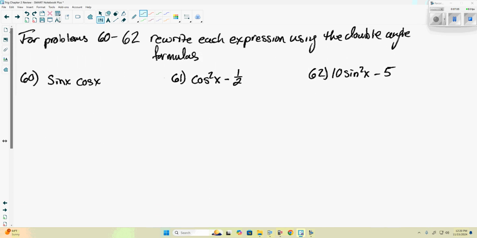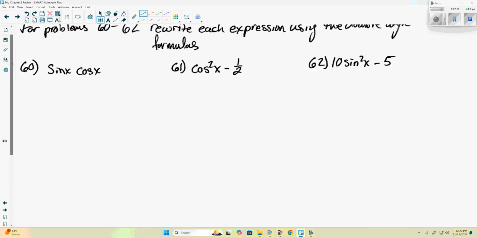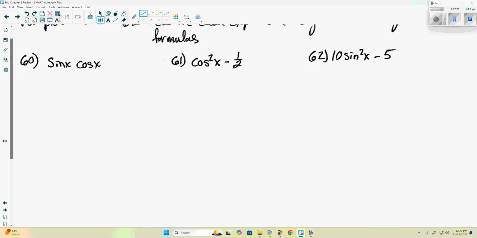All right. Let's look at 60 through 62. Rewrite each expression using the double angle formulas. So we have these three here. So for this here, we're going to be looking at the double angle formulas. So we're going back to sine, cosine, or tangent, just a single term. Now, sine of x, cosine of x. This here is similar to our sine of 2x, which is equal to 2 sine of x times cosine of x, because this is the double angle formula that it's closest to.